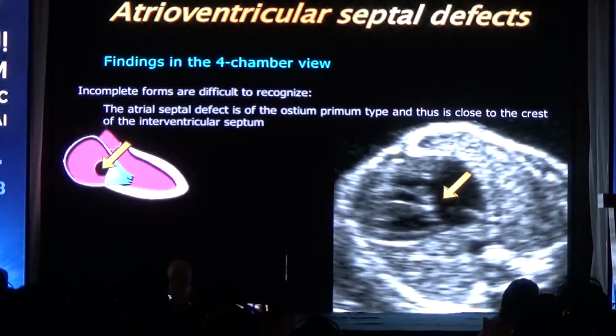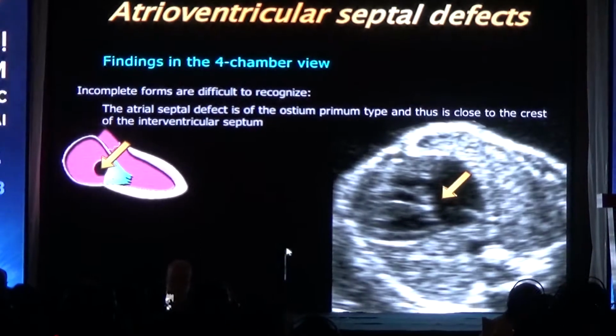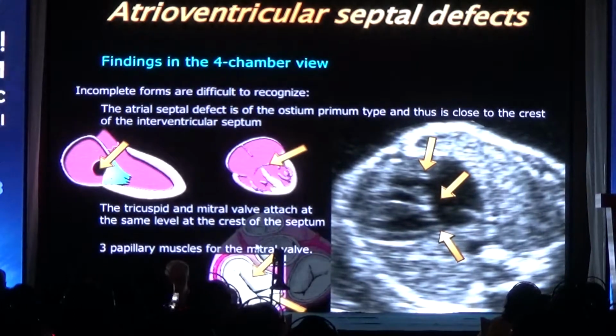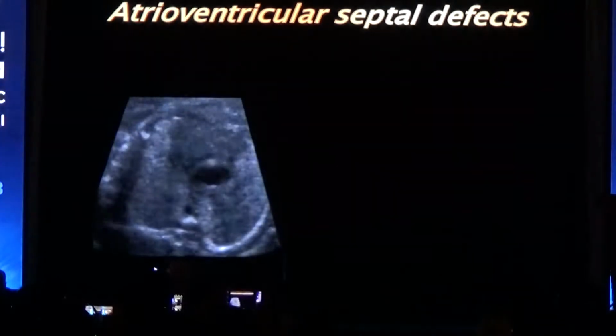In the four-chamber, for the incomplete form, this is a bit more difficult to recognize, because if you don't pay attention to the position of the tricuspid and the AV valve, you're missing the big criteria. So that is the important thing to recognize, that the two AV valves are attached at the same level instead of having an offset between the two. Now, if you're really good and you have a baby that is very cooperative, you can see the cleft of the mitral valve, but I have never seen an example of that.